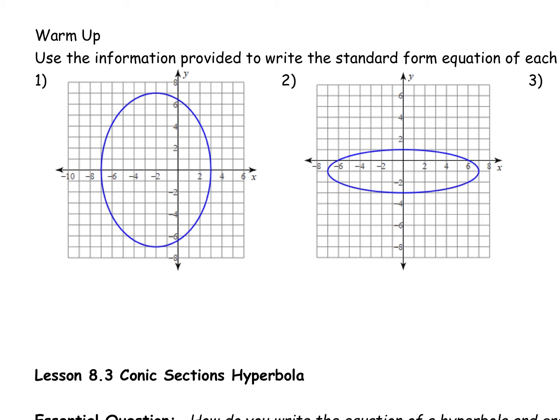Okay, the equation for the first ellipse. My center is at -2, 0. A is going to be 5, and B is 7. So I've got (x plus 2) squared over 25 plus y squared over 49 equals 1.